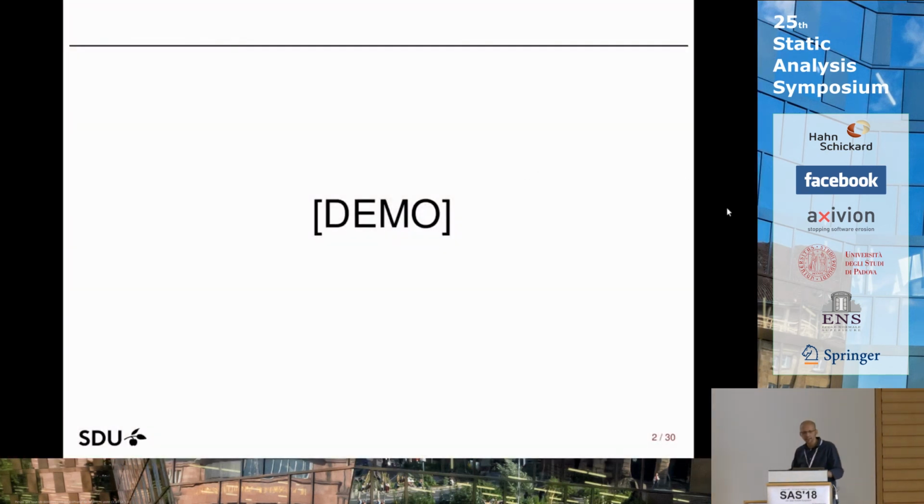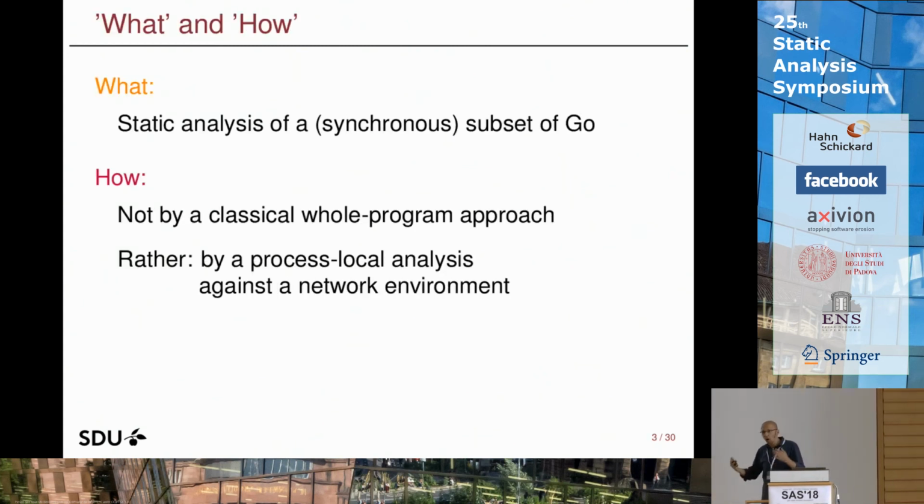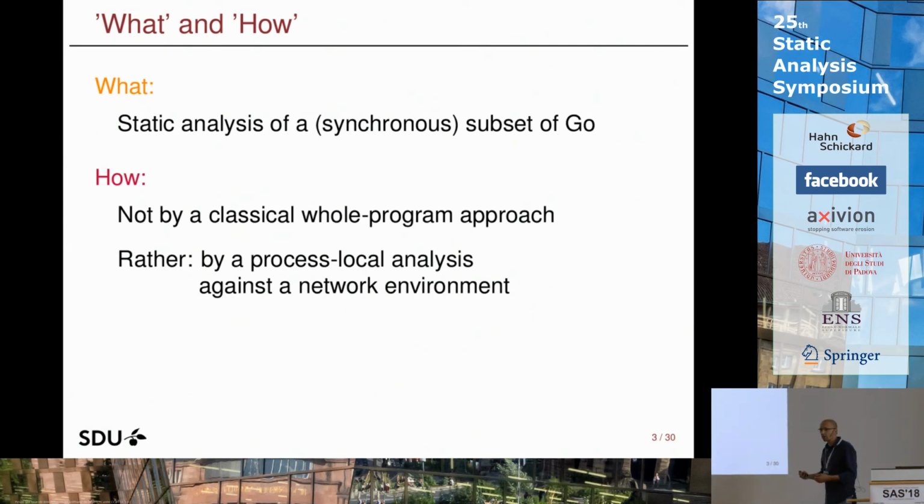So with all of that, I hope to give you some idea of what we're doing. There's a what and a how to this work. The what is clearly some kind of static analysis of a subset of the Go programming language, in this case considering synchronous message passing. And the message is very much in the how here, because we're not doing a sort of classical whole program approach. Rather, we'll go for what we term a process local analysis against an environment description or approximate environment description.